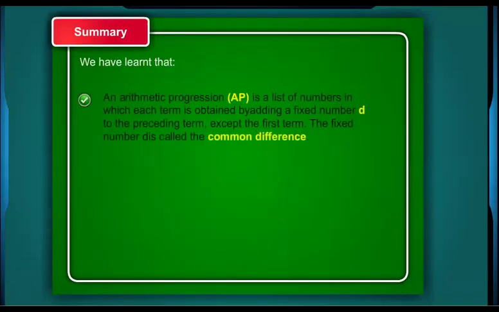Summary. You have learned that an arithmetic progression, AP, is a list of numbers in which each term is obtained by adding a fixed number d to the preceding term, except the first term. The fixed number d is called the common difference. The general form of an AP is a, a + d, a + 2d, a + 3d, and so on.